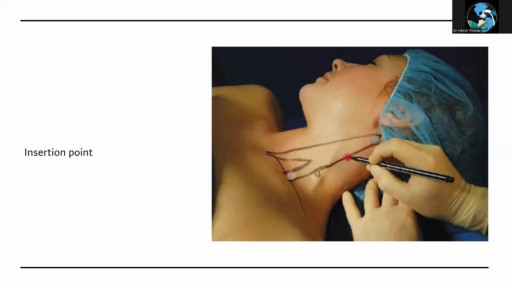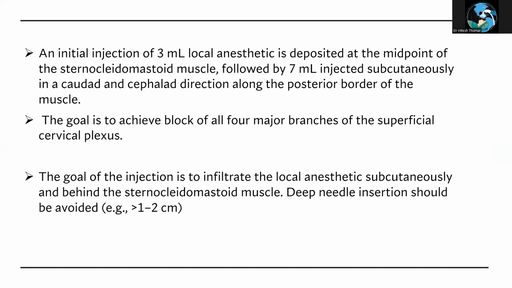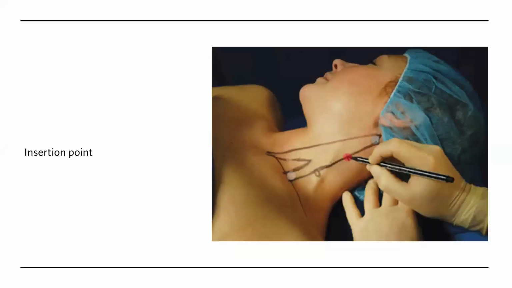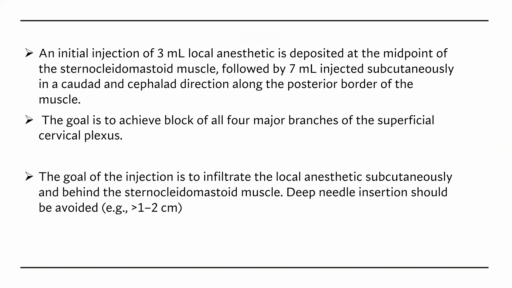So it's very superficial. You must enter posterior to the sternocleidomastoid muscle. The initial injection is very superficial. The site of needle insertion is marked at the midpoint of the line, where the branches of the superficial cervical plexus emerge from behind the posterior border of sternocleidomastoid. So the initial injection of 3 ml local anesthetic is deposited at the midpoint, followed by 7 ml.